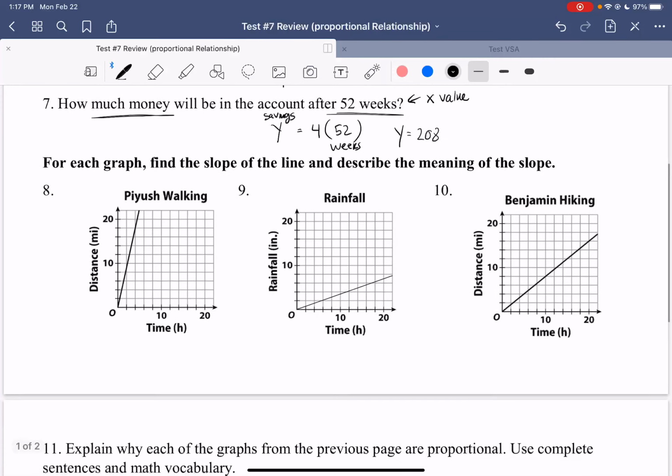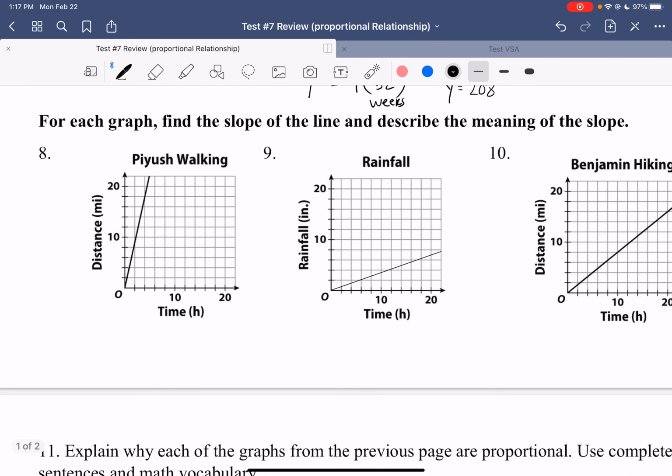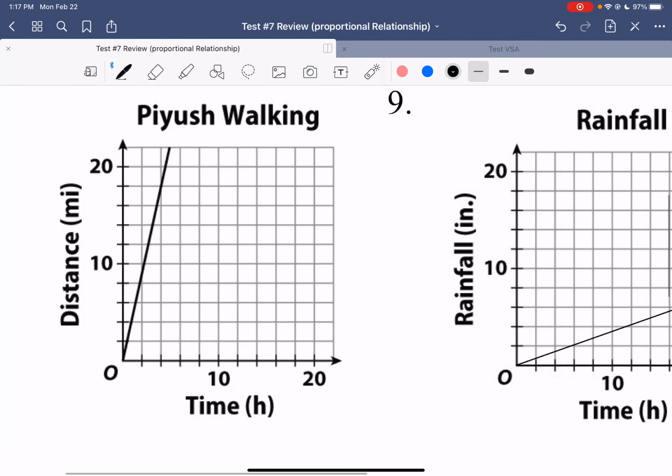Okay, now we're going to look at these. This says for each graph, find the slope of the line and describe the meaning of the slope. This one does not have any pretty points on it. What we're going to be looking at to find slope is the rise over run. With proportional graphs there's always going to be a pretty point at the origin. Some of them are a little tricky to see, but we have our pretty points there and there. And we're going to want to pay attention to the interval on the x and y axis.